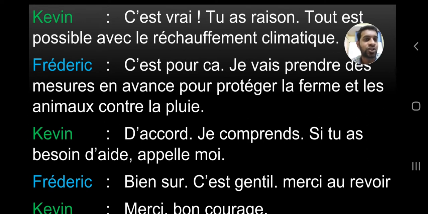Frédéric: C'est pour ça je vais prendre des mesures en avance pour protéger la ferme et les animaux contre la pluie. So, c'est pour ça, that is why. C'est pourquoi or c'est pour ça. Je vais prendre des mesures. So, I'm going to take some measures en avance, in advance, pour protéger la ferme, in order to protect the farm and the animals against the rain. From the rain or against rain. So that is why I'm going to take some measures in advance to protect the farm and the animals from the rain.